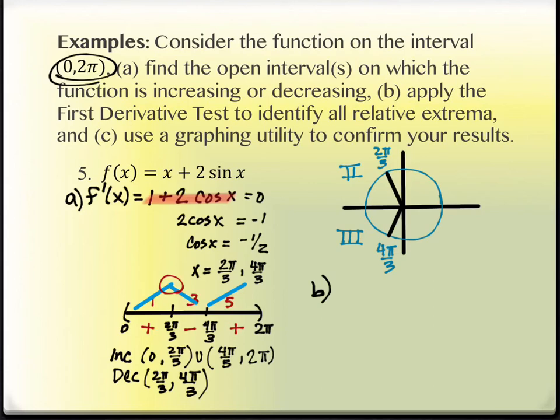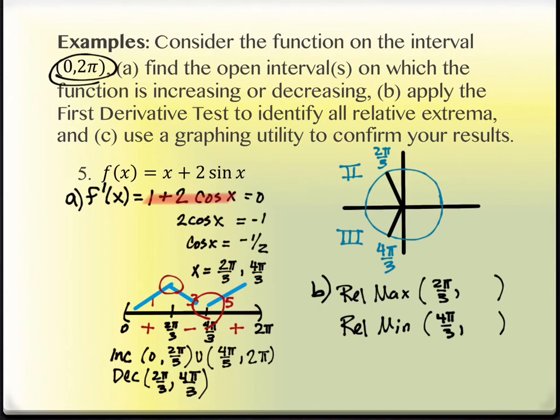A max. We don't have the value yet, but there is a relative max at the x value of 2 pi over 3. We'll find the corresponding y value in a moment. And I have a relative min happening over here, right? At 4 pi over 3. And I need the corresponding output value.